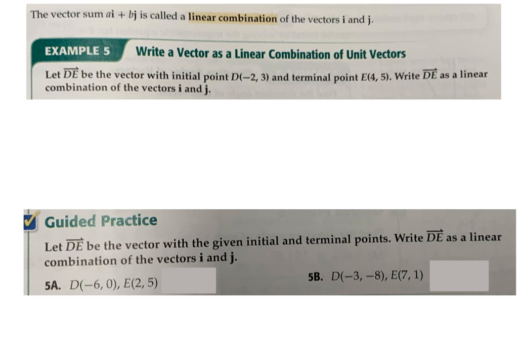What they want us to do is just put it in component form, and then write it as the component form x value i plus the component form y value j. So the first thing we do is put it in component form. Remember, it is your end point minus your initial point, so terminal minus initial.